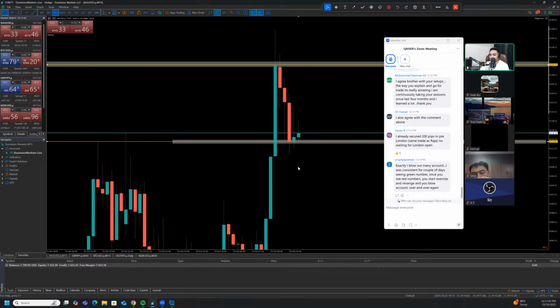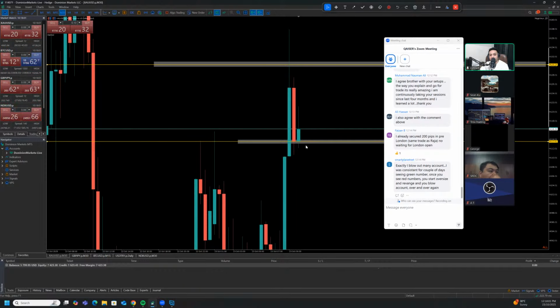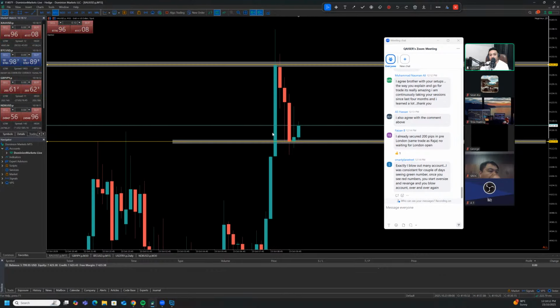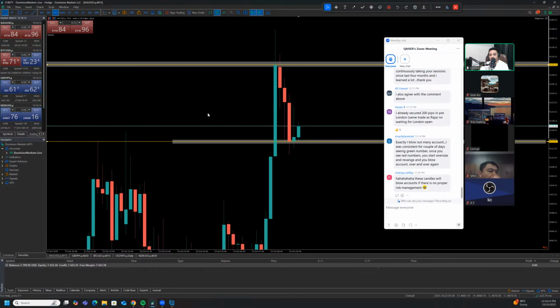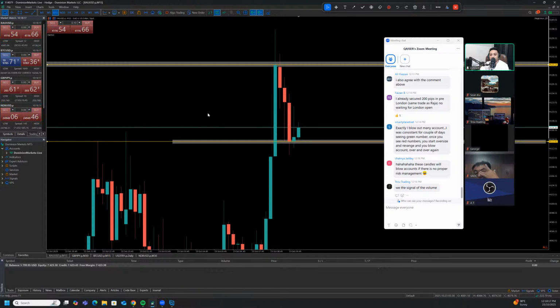Nothing is going to change there. So wow, it's struggling right now. If this candle remains above this area, if this 15 minutes closes in a bullish form, then the 30-minute is going to create a support here. If the 30 minutes creates a support and closes in a bullish form, buys will be coming in. These candles will blow accounts if there is no proper risk management.